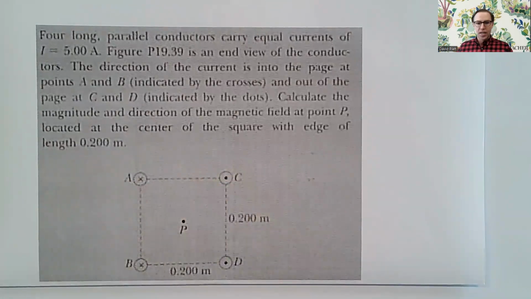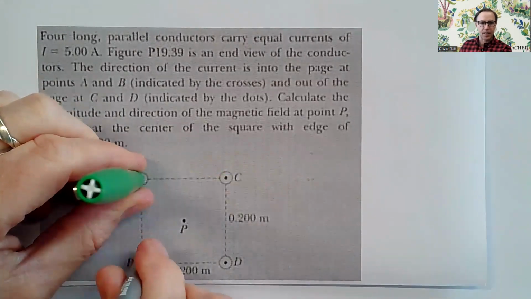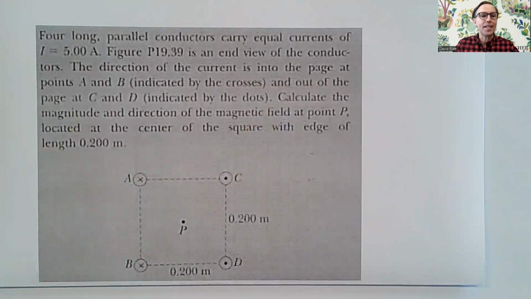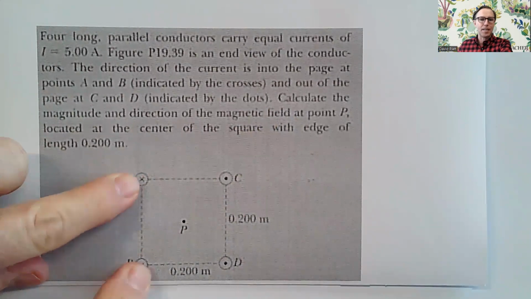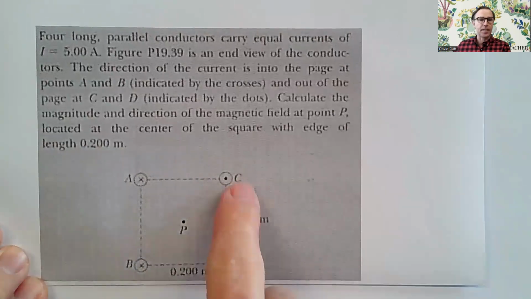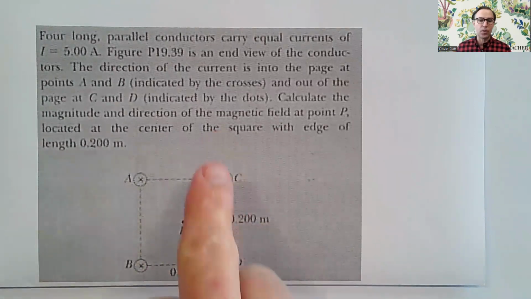So we have 4 long wires, like the posts for a fence. The direction of the currents is into the page at points A and B, hence these little X's on the inside, meaning into the page, and out of the page at points D and C, hence these little dots. Calculate the magnitude, meaning the number part of the answer, and the direction part of the answer, of the magnetic field at point P, at the center of the square. The edges of the square have length 2 meters.